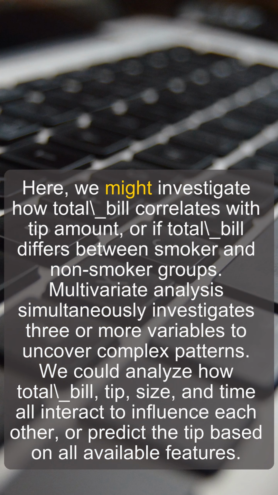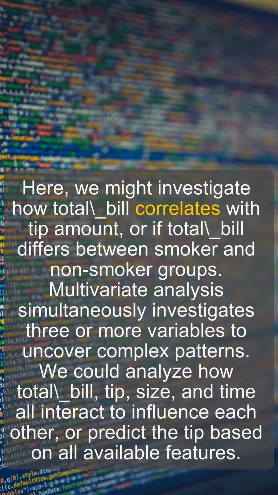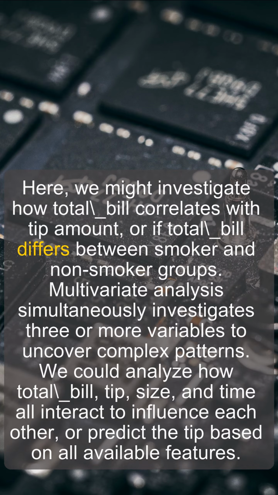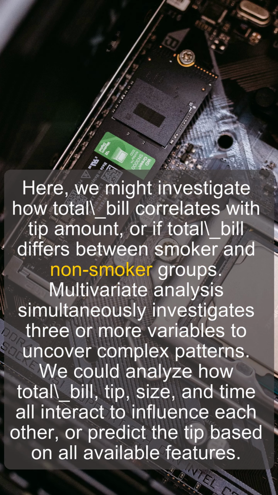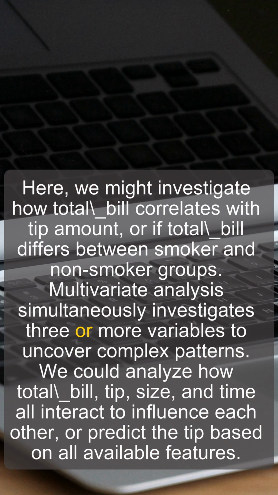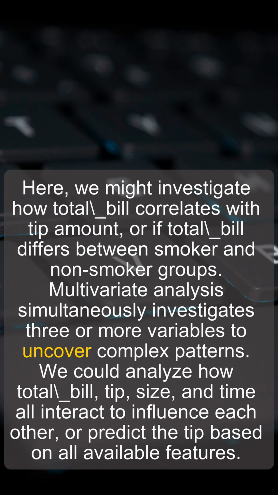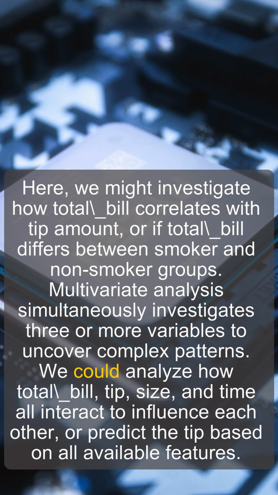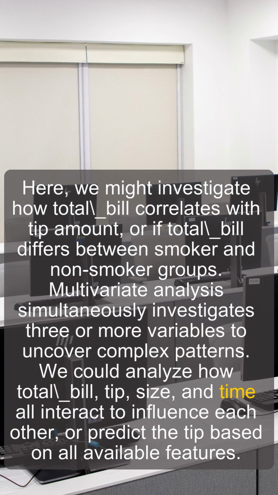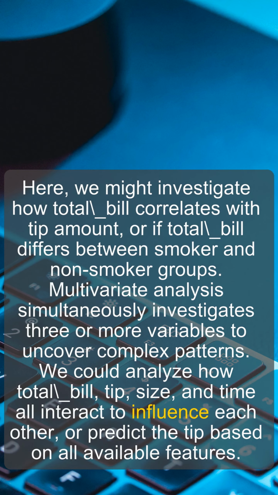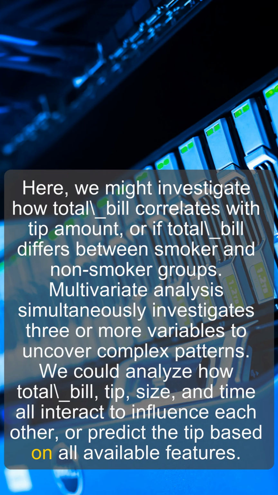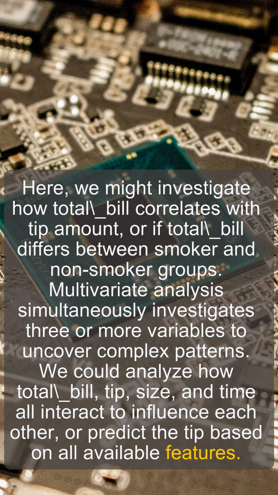Here, we might investigate how total_bill correlates with tip amount, or if total_bill differs between smoker and non-smoker groups. Multivariate analysis simultaneously investigates three or more variables to uncover complex patterns. We could analyze how total_bill, tip, size, and time all interact to influence each other, or predict the tip based on all available features.